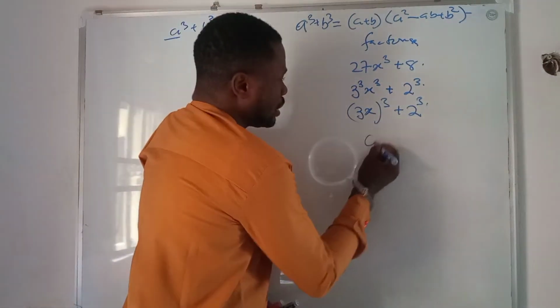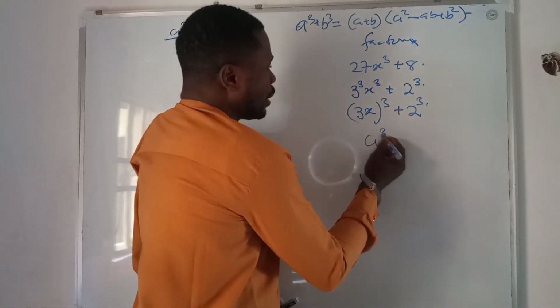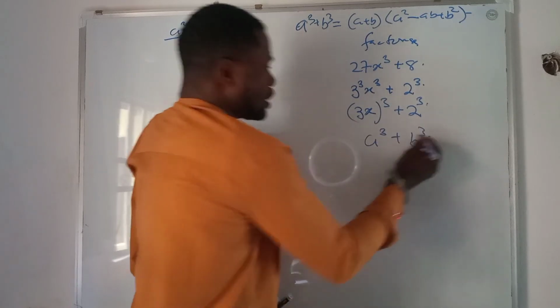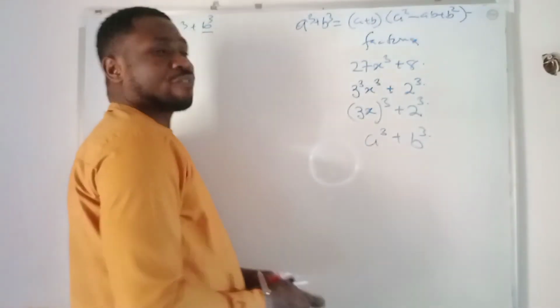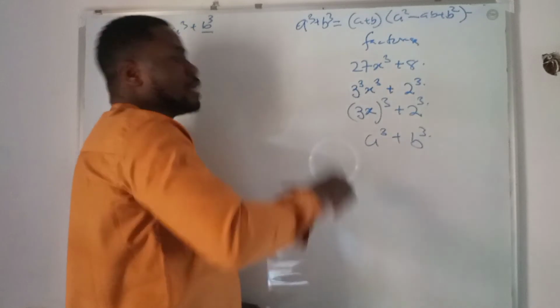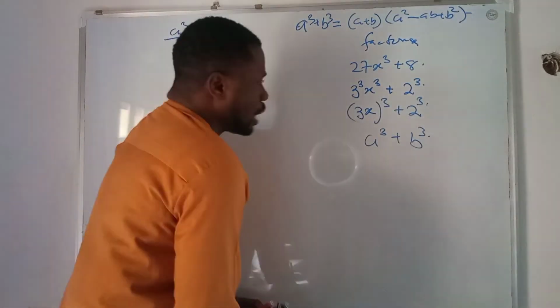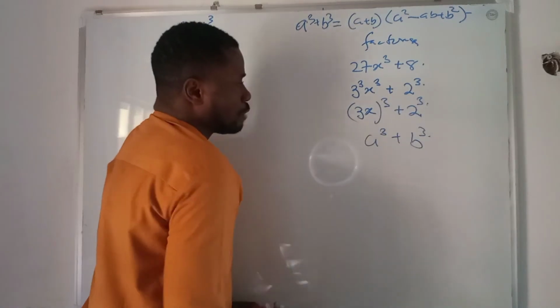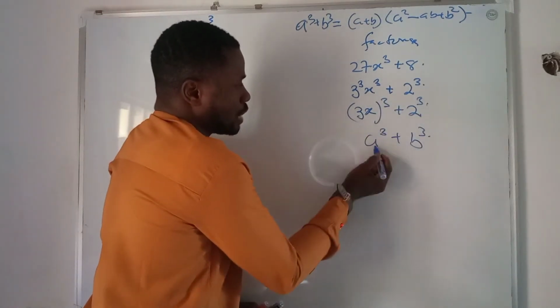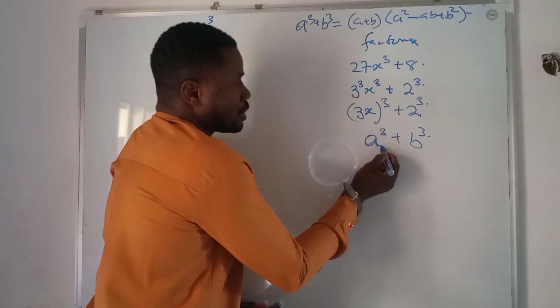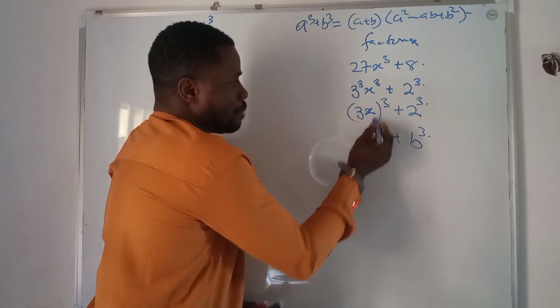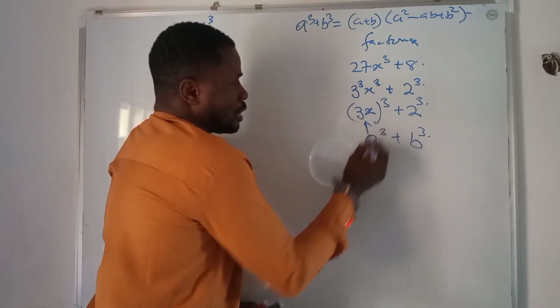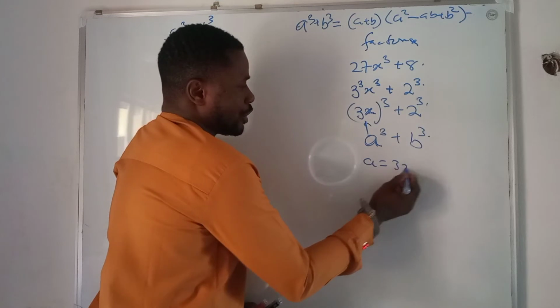It is in the form of what? a cubed plus b cubed. It's in that form, and because it is in that form, you can therefore apply the sum of two cubes. Now, if we compare the two, 3x in this case is a base. That means this is equal to this, so we can say a is equal to 3x.